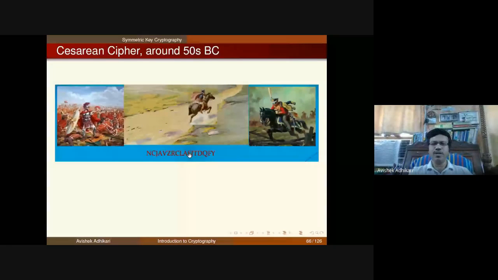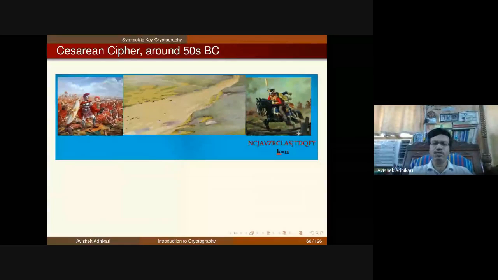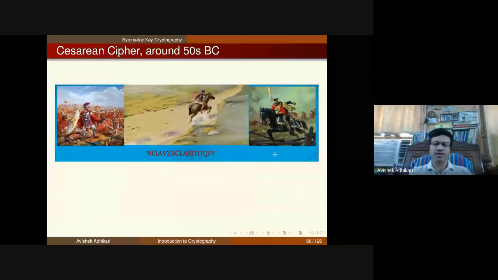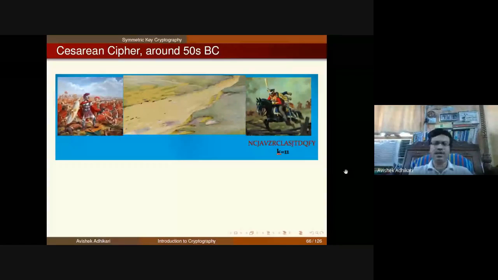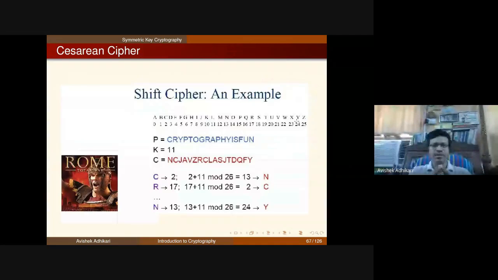Now the subordinate will receive this and he knows the value k equal to 11. Mind that the carrier doesn't have any idea about k equal to 11. But before going to the war front, Julius Caesar and his subordinate decided upon k equal to 11. So both of them had the idea of k equal to 11. So this is the ciphertext that the subordinate will receive. Now from that ciphertext, by using k equal to 11, he will get back the original information. So let us try to explain how it happened.